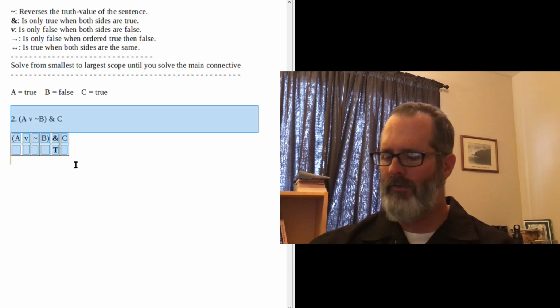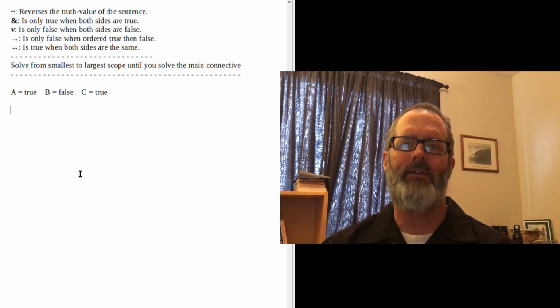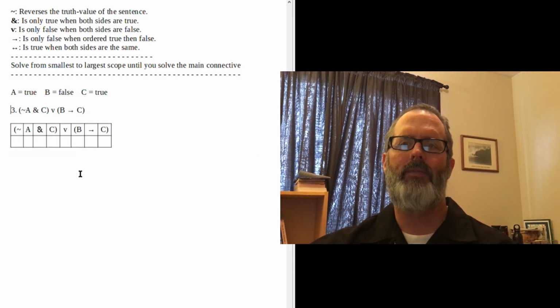So let's look at sentence 3 in the S exercises on page 20. Here we are. I begin by filling in, clearly labeling my main connective. Here it is. The main connective is OR. Everything else is inside these two parentheses. There's no outermost parentheses, so this OR is the main connective. I bold that. I would draw a star over it if I was you on paper.